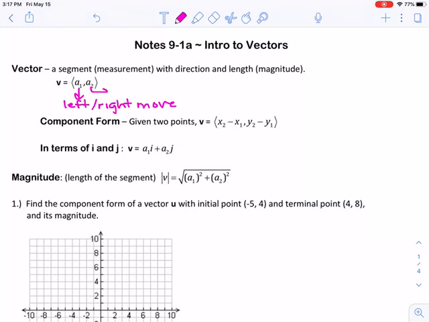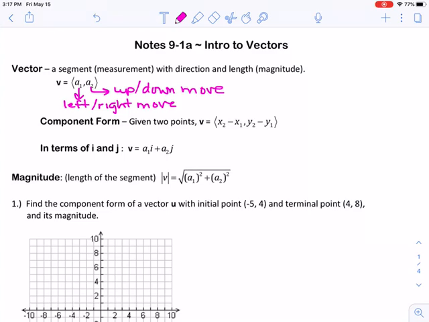Then your second number is always your up or down move, just like a point, or just like your slope. I can write my vector in component form if I'm giving a starting point and an ending point. Notice that it's x sub 2 minus x sub 1 and y sub 2 minus y sub 1.